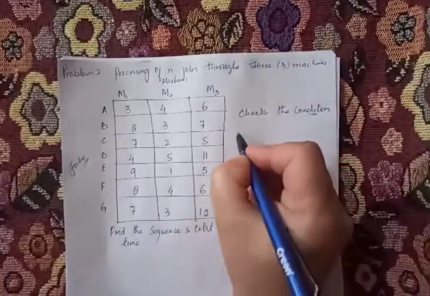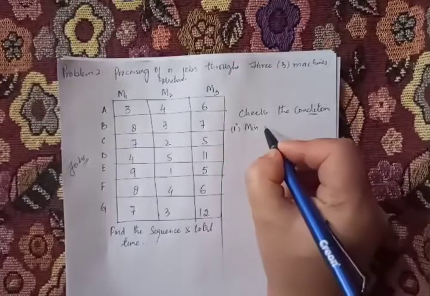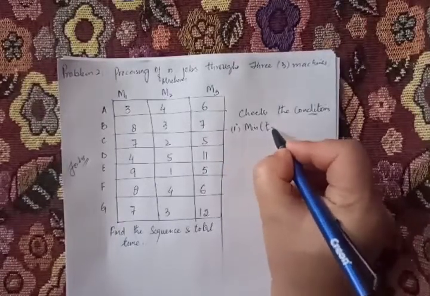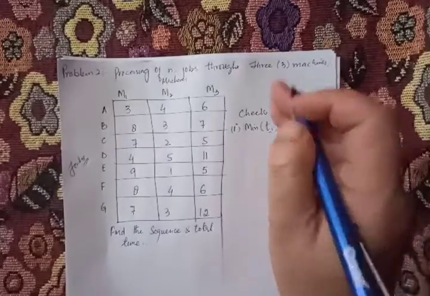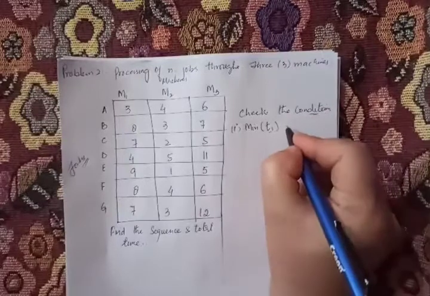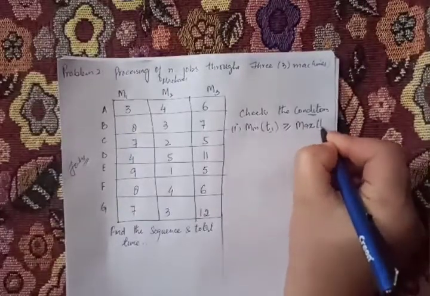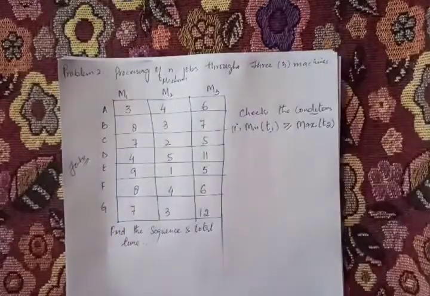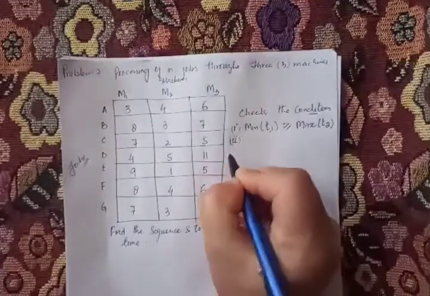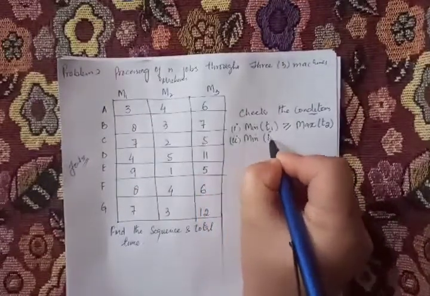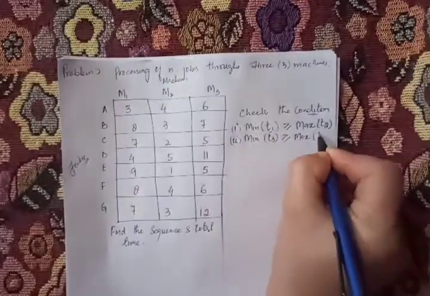The conditions are like this. First condition is the minimum value of the first column, say the processing time, t here represents the processing time, 1 represents the first column, if that is greater than or equal to the maximum value of the second column. If that is satisfied, well and good. The second condition which we have to check is the minimum value of the third column should be greater than or equal to the maximum value of the second column.